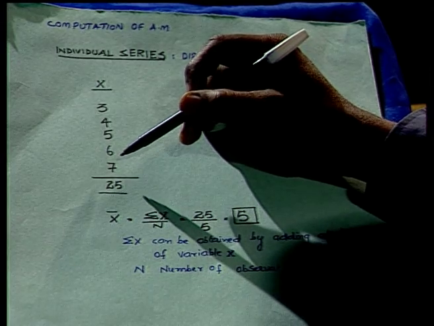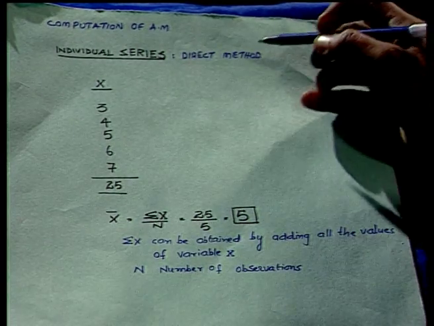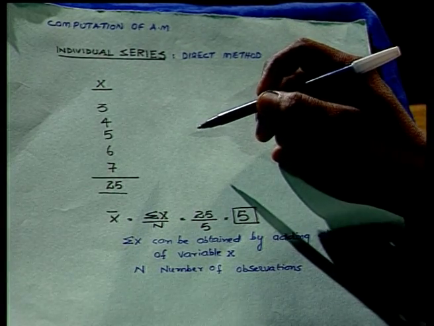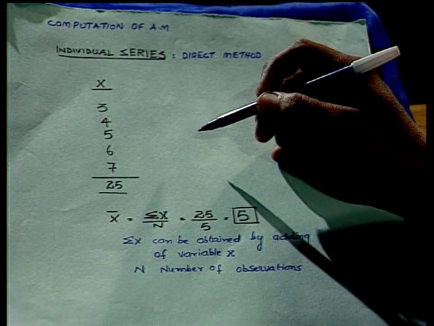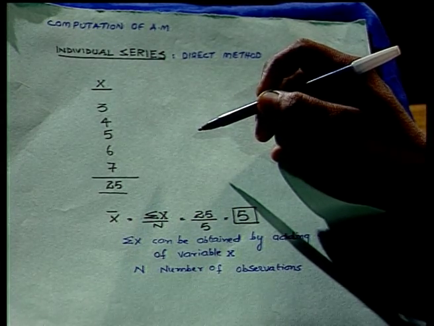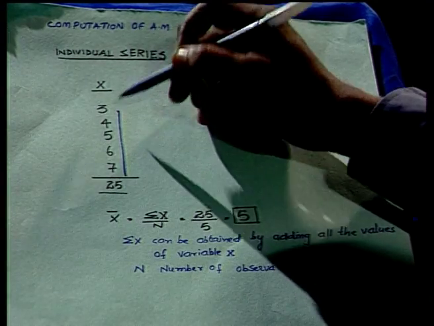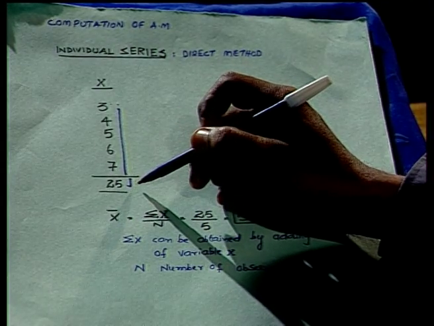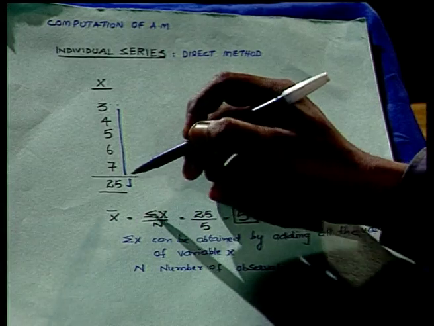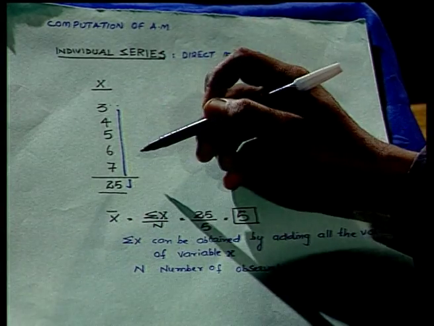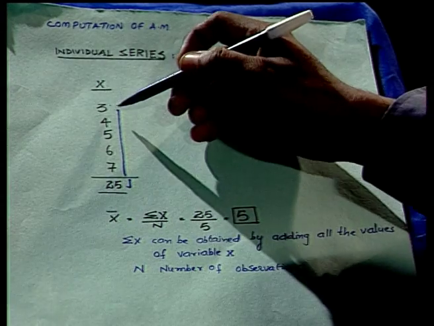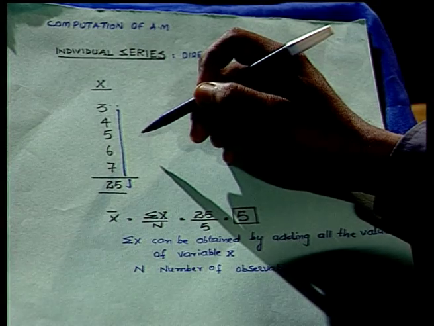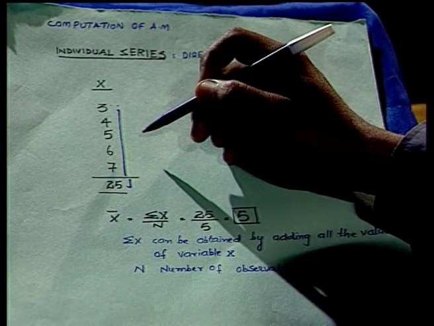The steps involved in computation of arithmetic mean for an individual series by using the direct method are very simple in nature. There are 2 steps. Number 1 is to arrive at the total of the values of variable x by adding up all these figures, and in this example, when you add up all these figures, you get 25. Let that figure 25 be denoted by sigma x, which is the total of the values of the variable. And the second step is to arrive at the number of observations, denoted by the letter n, which represents the number of observations.